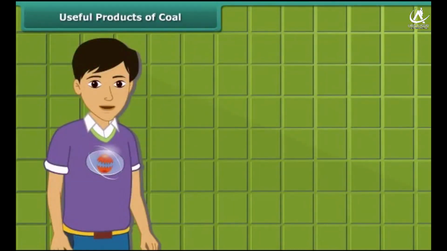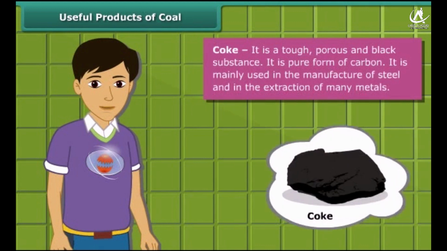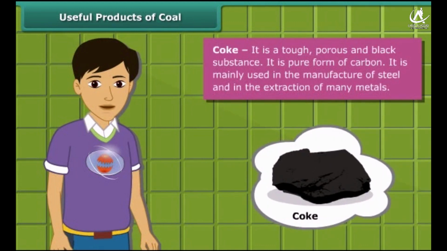At first, let us know about coke. Coke is a tough, porous and black-colored substance. It is mainly used in the manufacturing of steel and extraction of many metals.